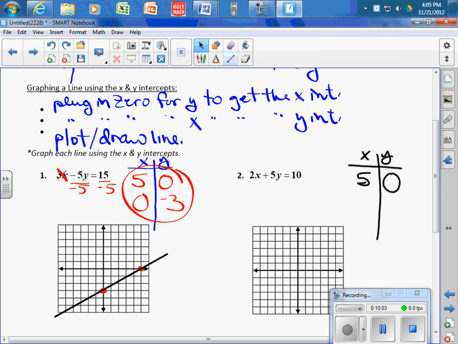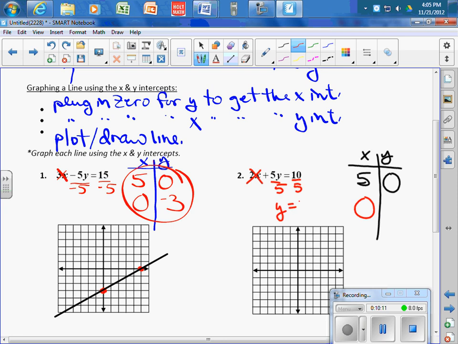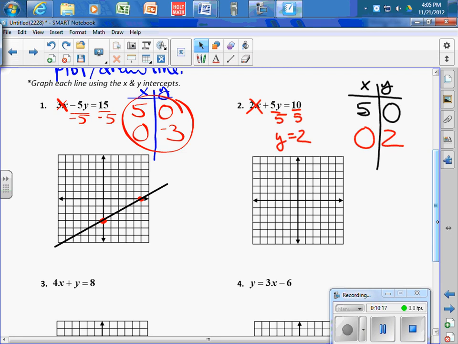What am I going to do next? Well, I'm going to put a 0 in for the x. That makes that term disappear. I divide both sides by 5, and I get y is equal to 2. So I plot those 2 points. I go to 5, 0, 0, 2, and I draw that line, and we're done.